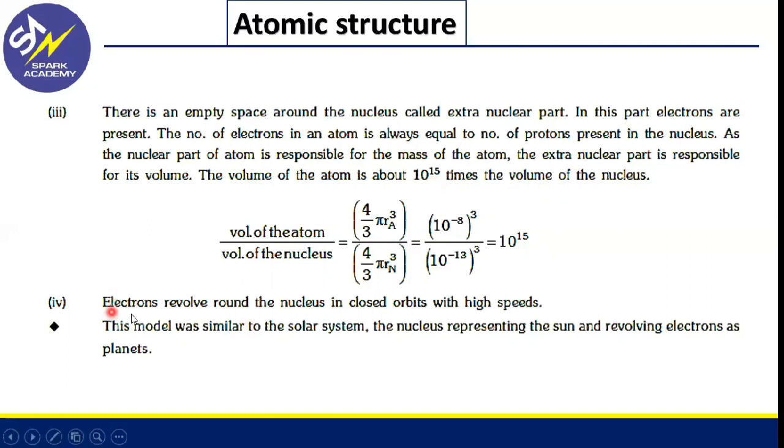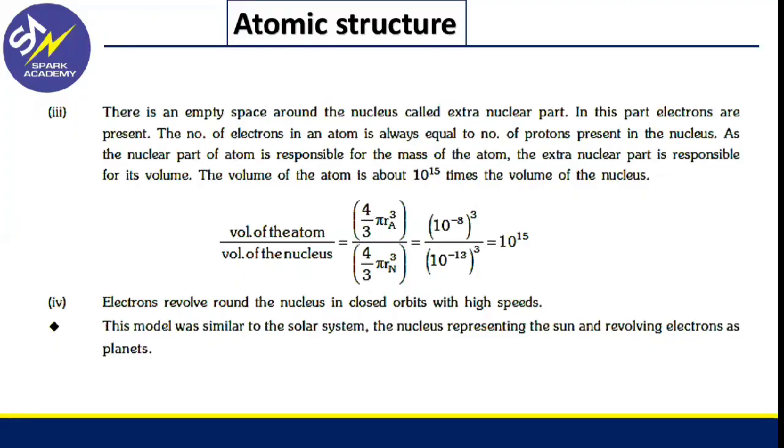And he also proposed that the electrons will be revolving around this nucleus in a closed orbit at a very high speed. So he compared it to a solar system. That is how the orbits will be, and the electrons will be rotating around. So that is what he had proposed.